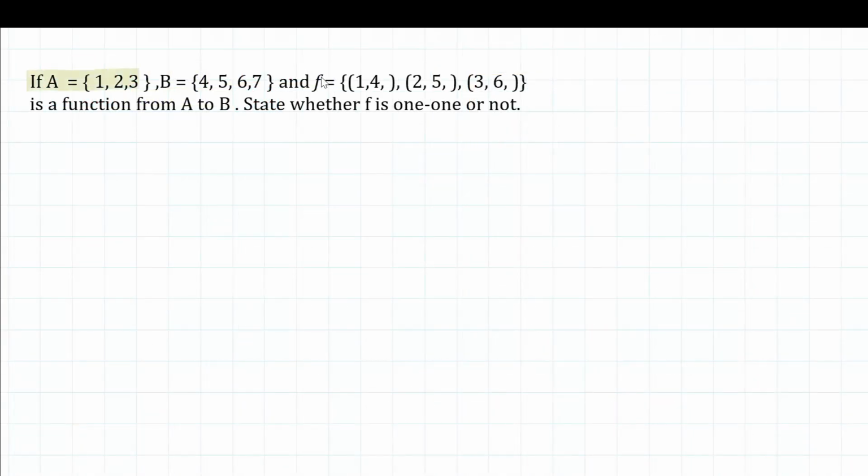Now in this question, we are given set A with elements 1, 2, 3, set B with elements 4, 5, 6, and the definition of the function. The function here is in the ordered form, it's f.